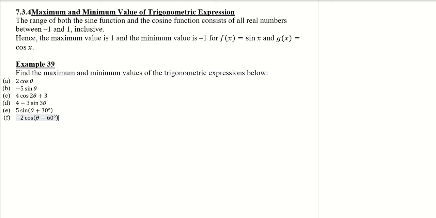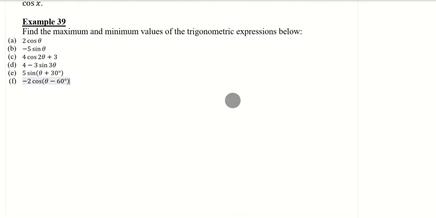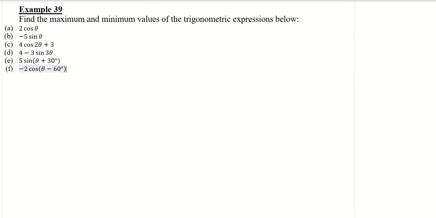So we directly discuss the example. So from there we can understand what we want to do here. Right, so example 39. Okay, find the maximum and minimum value of the trigonometric expression below. Alright, so we have 6 questions here. Okay, so first we need to find the maximum and minimum value for the expression 2 cos theta.